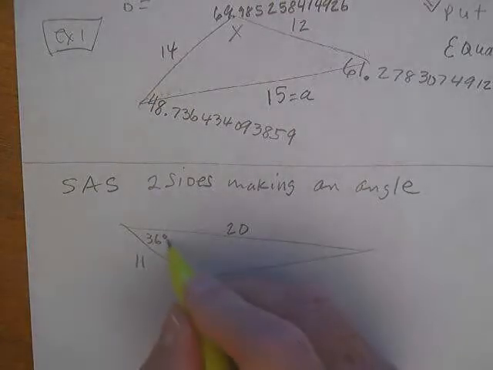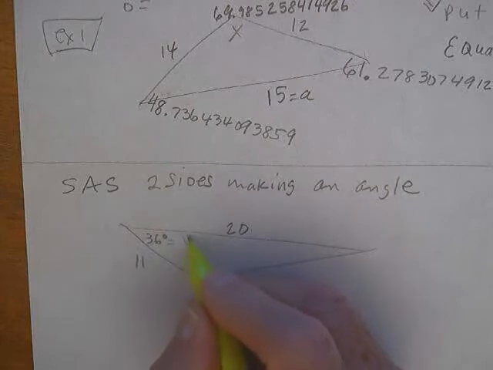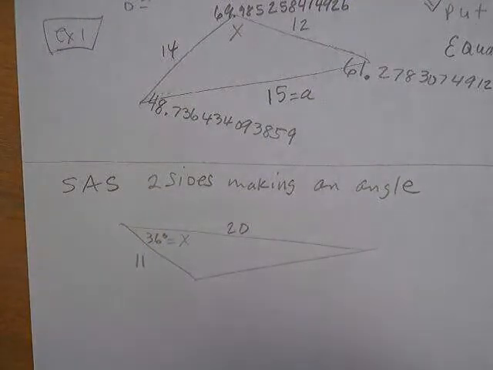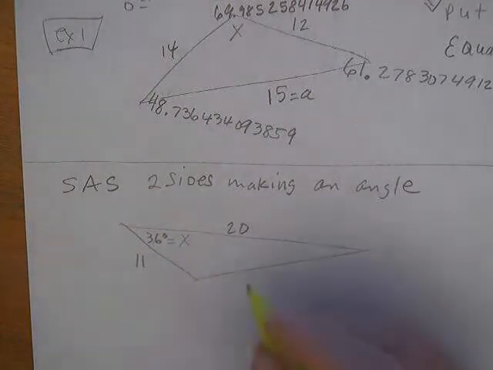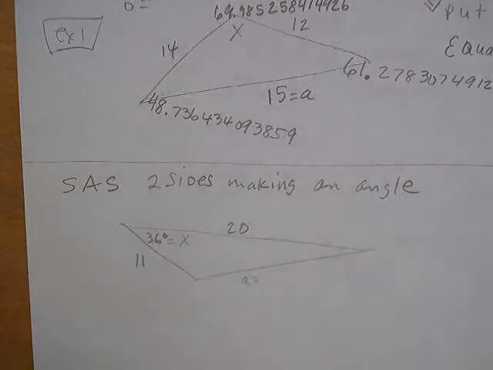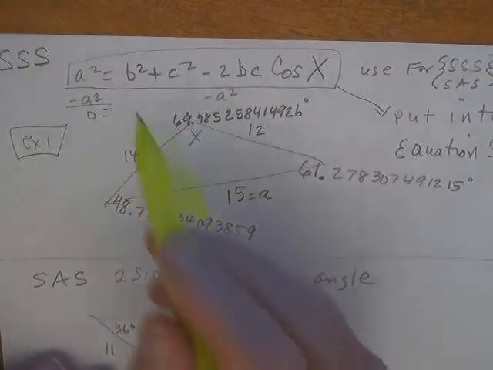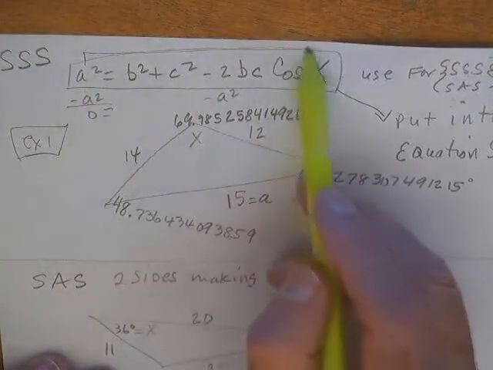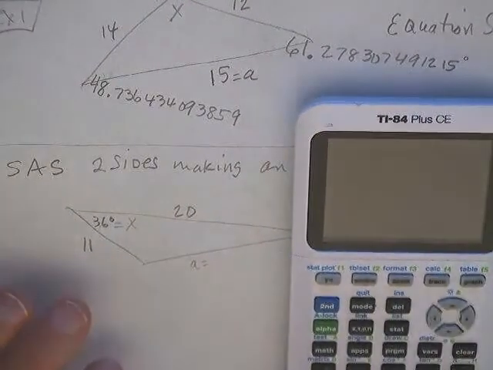Now think about this. The way we've got our law of cosines set up, we're going to call this angle x, and this side over here is going to be little a, because in the formula, these two are always across from each other. So we're ready to solve.